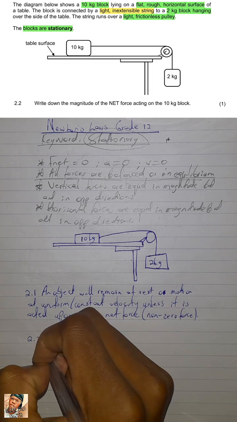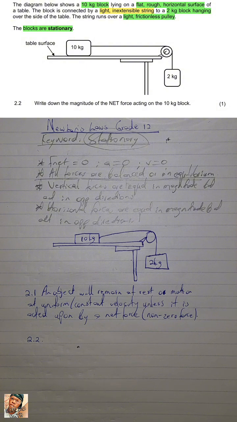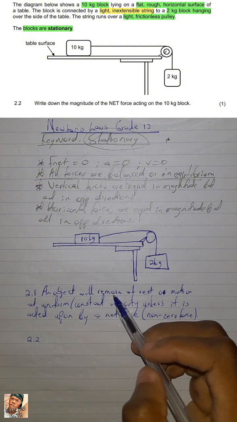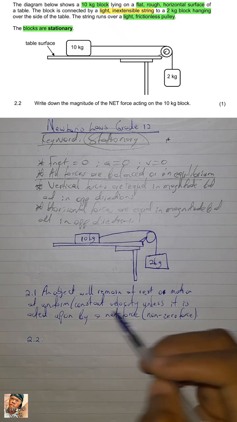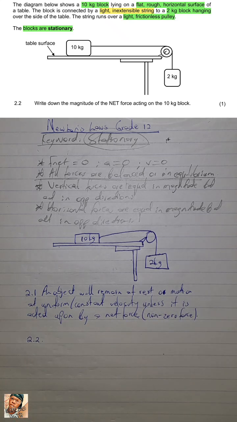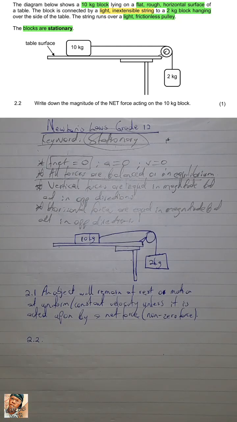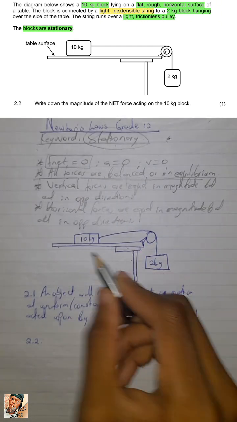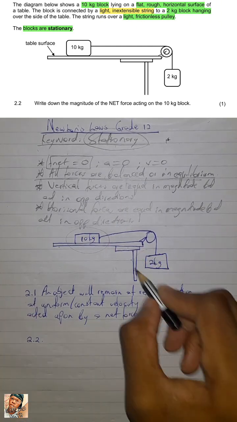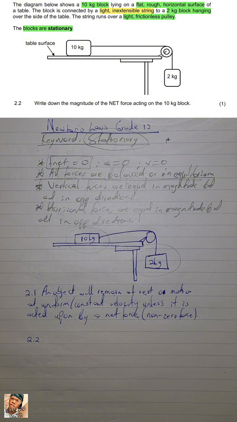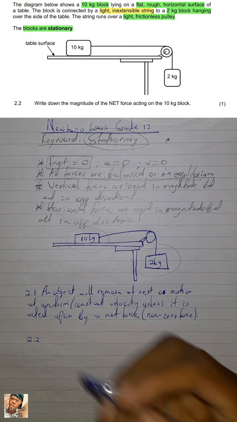Let us go to 2.2. So 2.2 says, write down the magnitude of the net force acting on the 10 kg block. Since the object will remain at rest or motion at uniform velocity unless it is acted upon by a net force or a non-zero force, and they have given us the word stationary, which is the keyword, the net force is equal to 0. So the net force of the whole system is 0. The net force on the 10 kg block is 0. The net force on the 2 kg block is 0. They're asking about the net force on the 10 kg block, so it is equal to 0, obviously. So we're going to write 0.